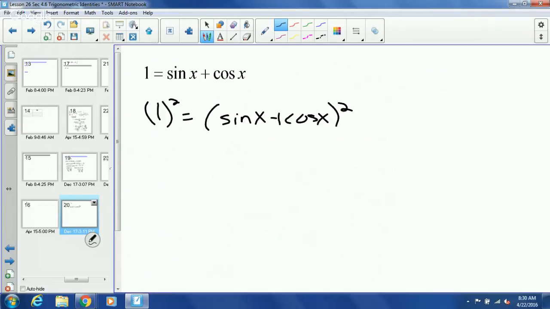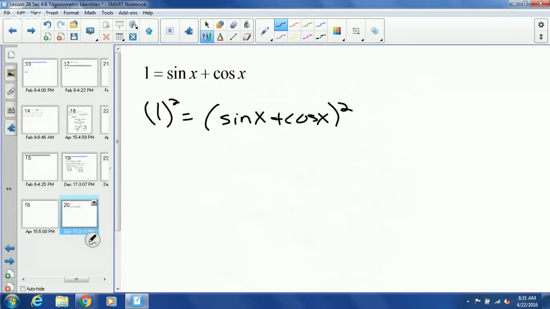Okay. I can do that. That's a legal operation. Whatever I do to one side, I do the same to the other. All right. Now, please don't tell me that the right-hand side is sine squared of x minus cosine. What do I have written there? It's supposed to be a plus. You better have a middle term, right?